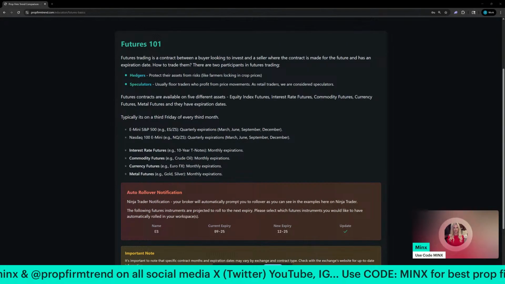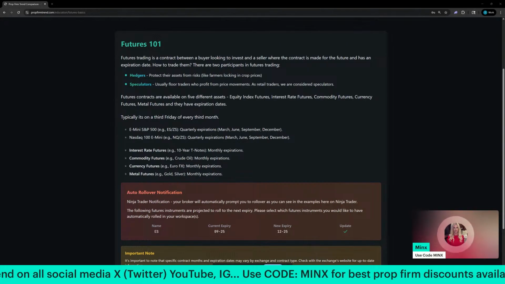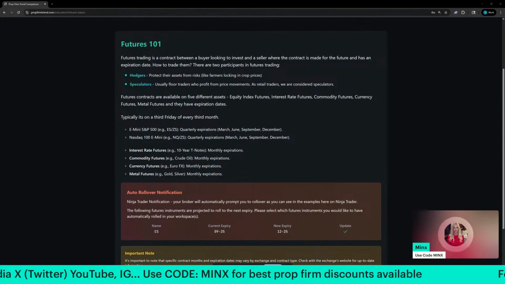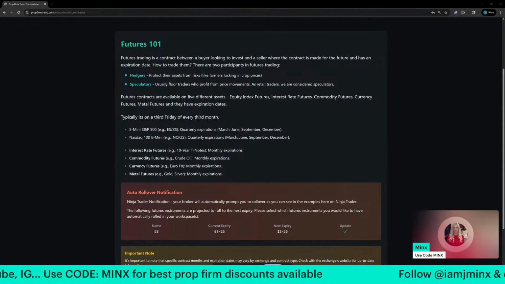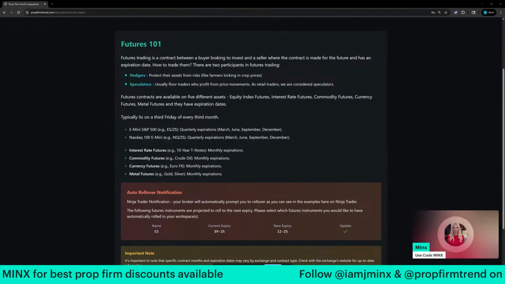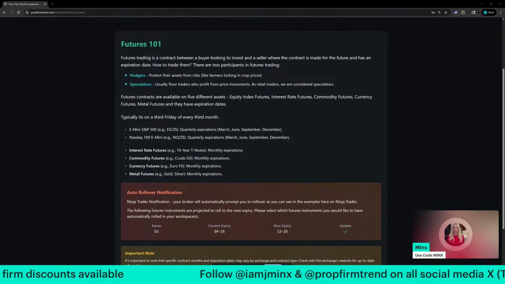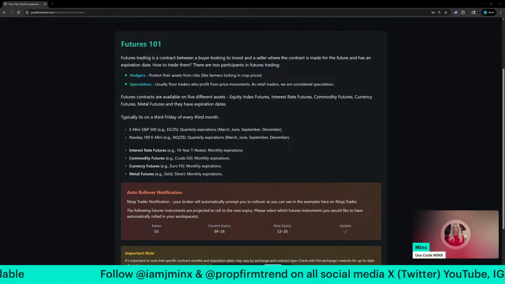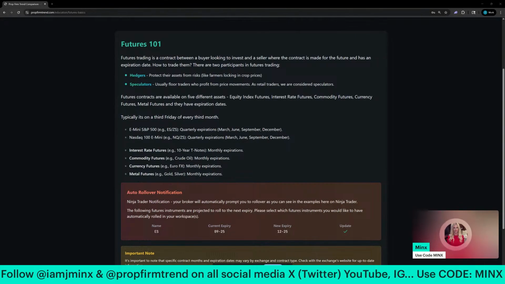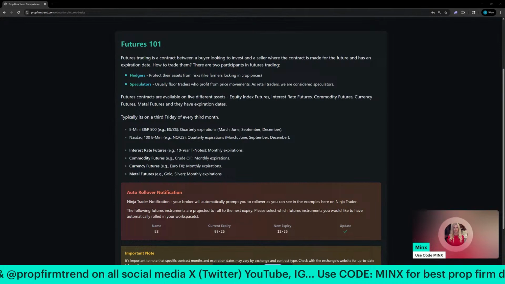Okay, so futures 101. What are futures? Futures trading is basically a contract between a buyer looking to invest and a seller where the contract is made for the future and has an expiration date. There are two participants, hedgers and speculators.